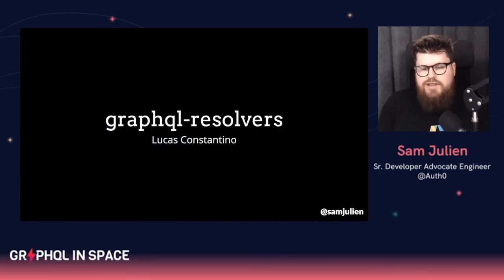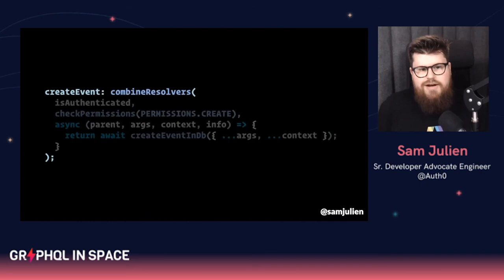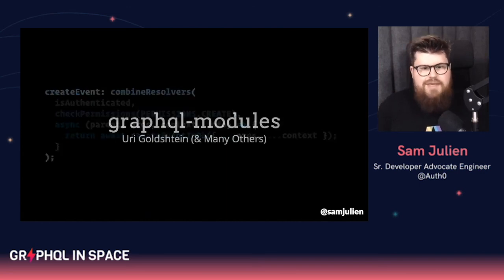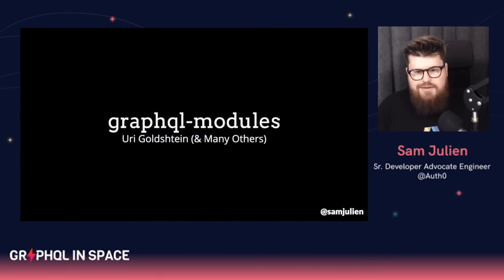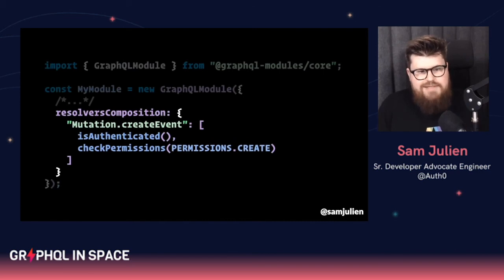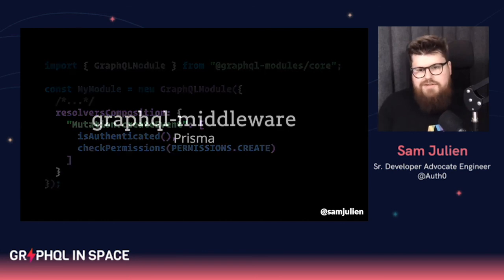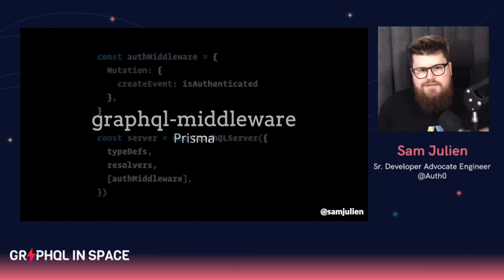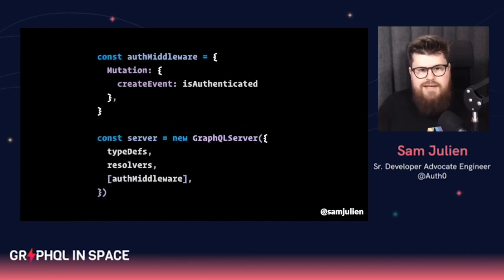We also looked at several libraries that can help with authorization in GraphQL, like GraphQL Resolvers, where you can use this combineResolvers function and pass in a few different methods. We talked about GraphQL Modules, which is another great library by the community, where instead you can add this map to say, okay, when you come across this mutation, use these other resolvers on top of it. And we also looked at GraphQL Middleware, where you can define these key-value pairs of middleware that you want to run before a mutation or query is resolved.